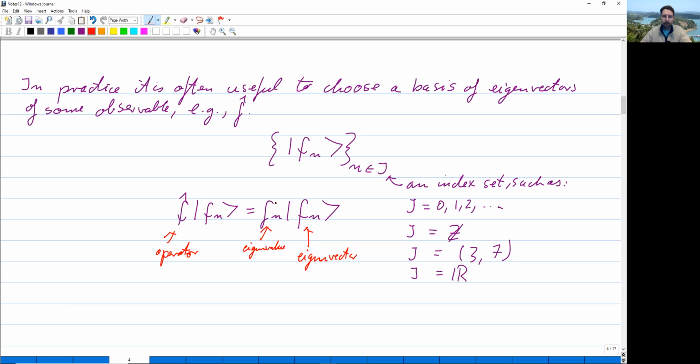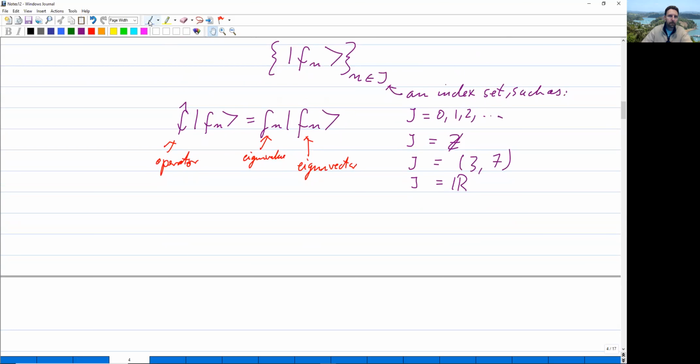Now, how do we even know that for a given observable f hat, such a basis even exists? How do we know, for a given f hat, that such a basis exists?